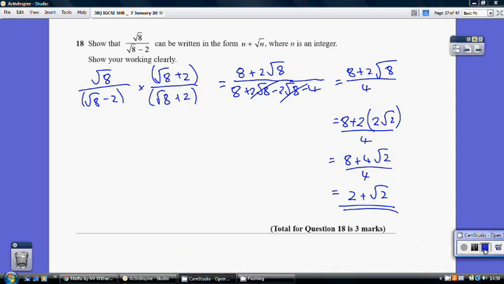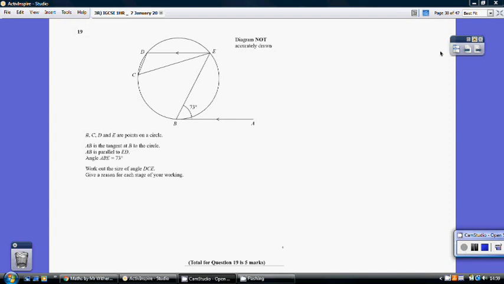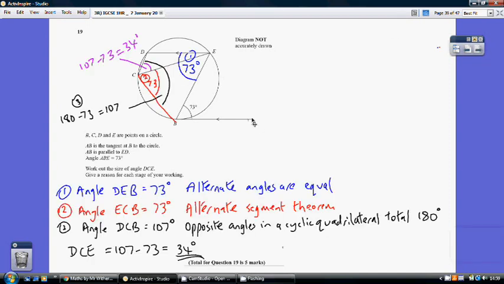Question 19. So, good question this, I think. It doesn't really particularly matter which order you do these in, but I might as well do the order that I've done. The first thing I've noticed is because we've got a parallel line AB to ED, we can say that this angle DEB also equals 73 degrees. It's the Z angle rule. It's the alternate angles are equal.